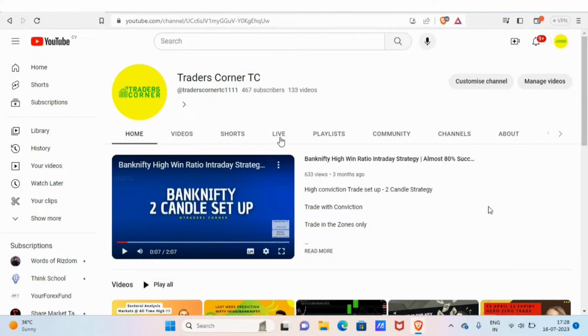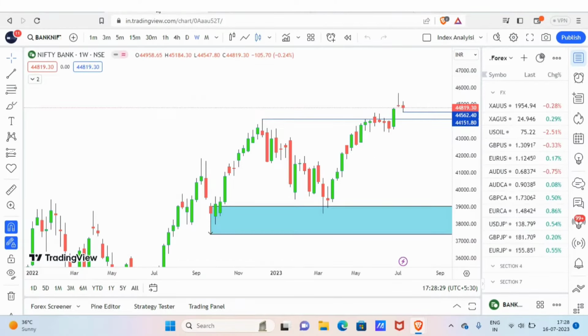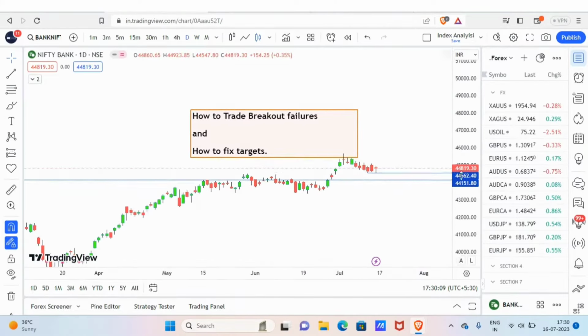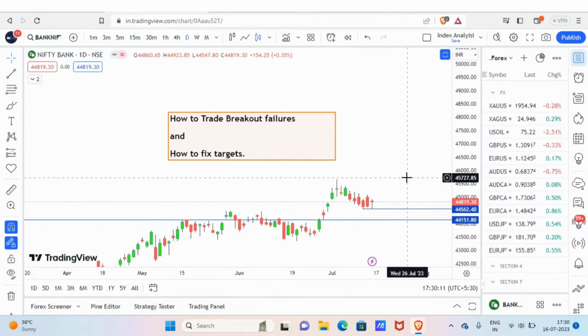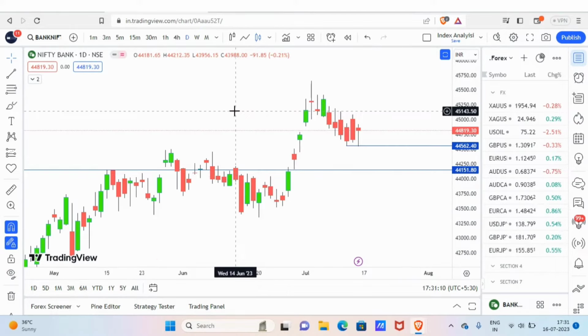Okay, let's go into the trading charts. In this video, I'm going to discuss how to trade breakout failures, how to identify them, and also how to fix their targets. And anyone who wishes to trade such setups should at least have a basic idea of how to identify a supply and demand zone or a proper support and resistance.